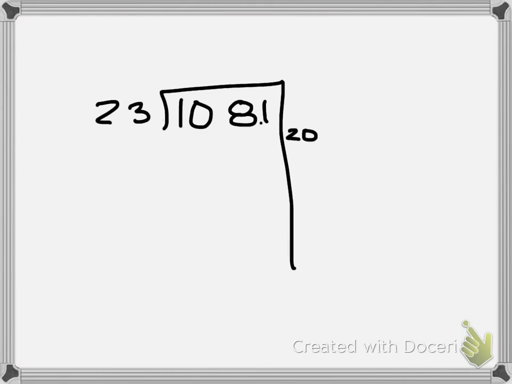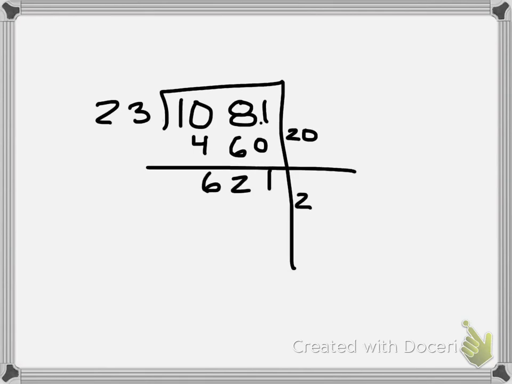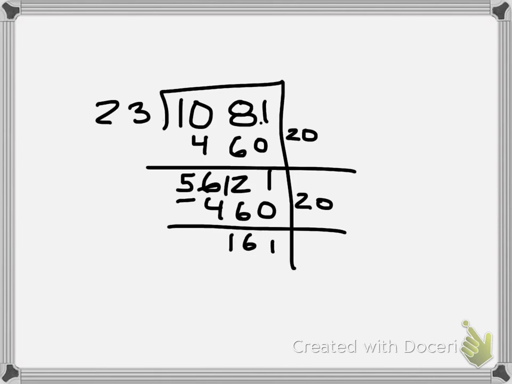I'm going to start off with an initial guess of 20. I know that 10 times 23 is 230, so 20 times 23 has got to be 460. That's 1, 2, and 6. I'm going to guess 20 again. That gets us 460 with a remaining dividend of 161.